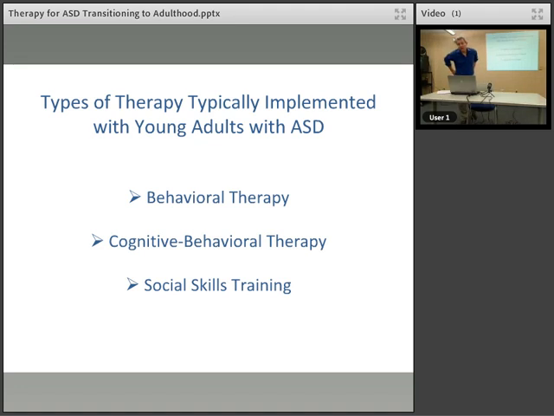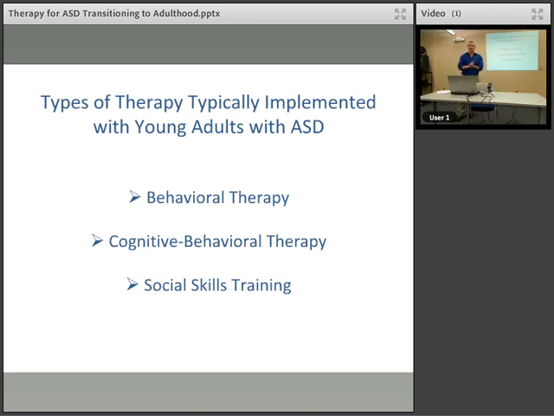Okay, so there's a bunch of different types of therapy that we would see with young adults with autism spectrum disorders. I'm going to touch on a couple of them that are the most common: behavioral therapy, cognitive behavioral therapy, and social skills training.